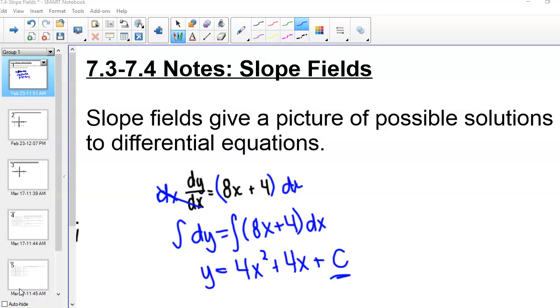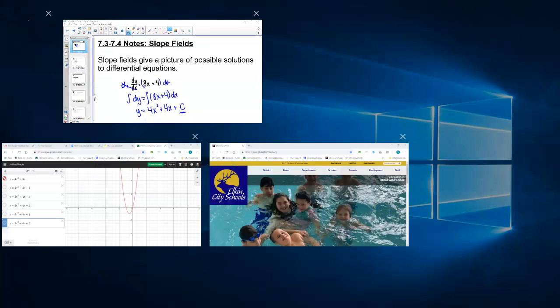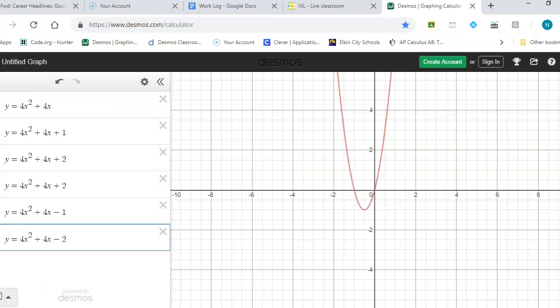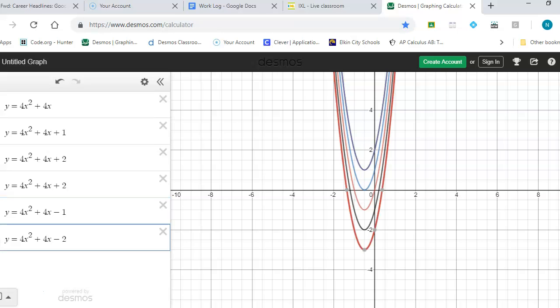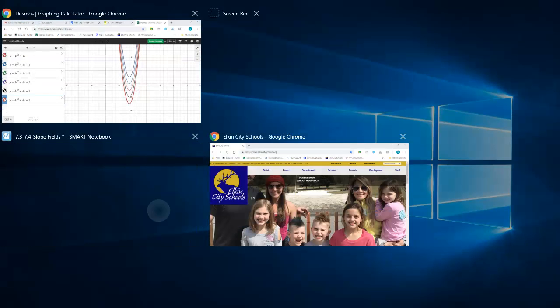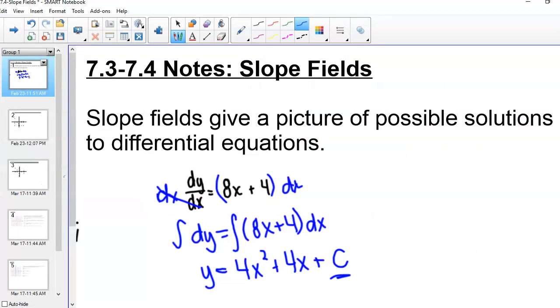Okay, so if we go to Desmos real quick and look at this graph that you're seeing right here, it is just 4x squared plus 4x. But if we added in that plus c, it could be a plus 1 or a plus 2, or a minus 1, a minus 2 right here. And so we've got all of these graphs, and that c could be anything. So we could have an infinite number of graphs for this particular problem. So whenever we get a solution for a differential equation, we actually have infinite solutions. So what a slope field does is it looks at the shape of those infinite solutions.